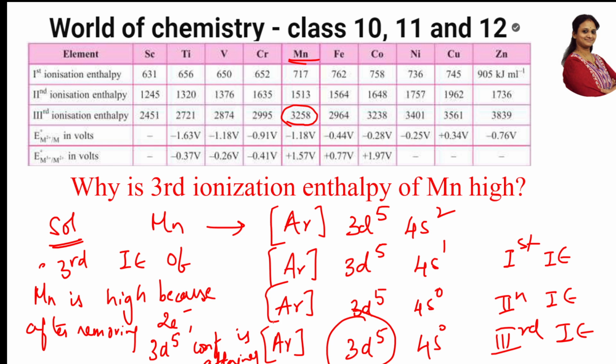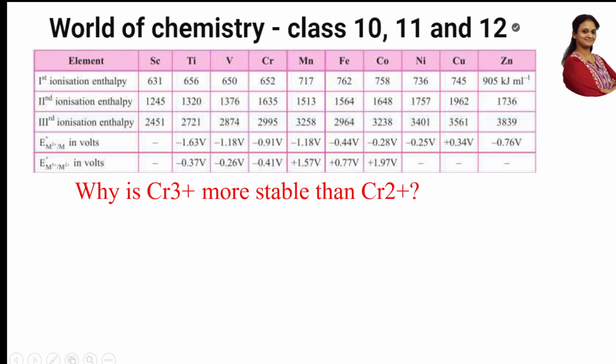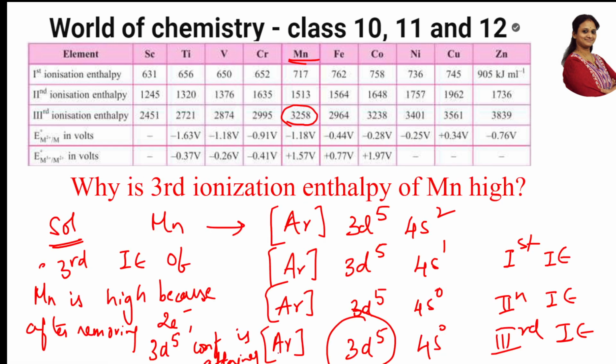Hence it is stable. Correct? After removing two electrons, the 3d5 configuration is attained, hence it is stable. So this is a stable configuration. That word is important: hence it is stable. Because of the stable configuration, removal is difficult and the ionization enthalpy has become more.